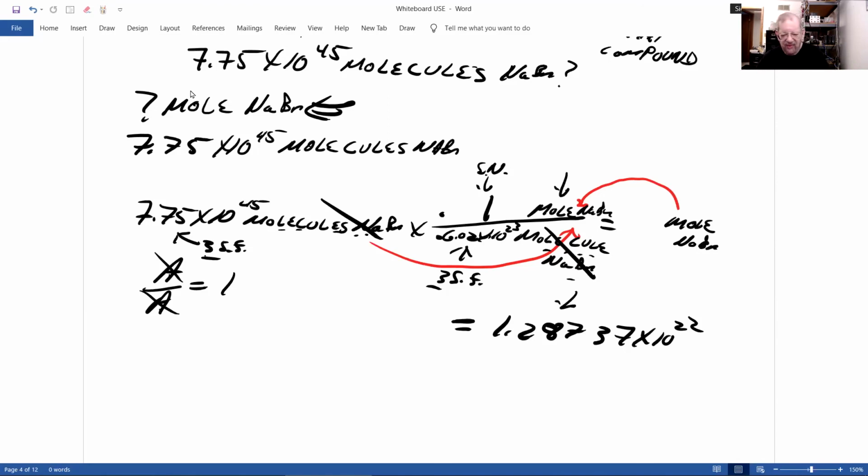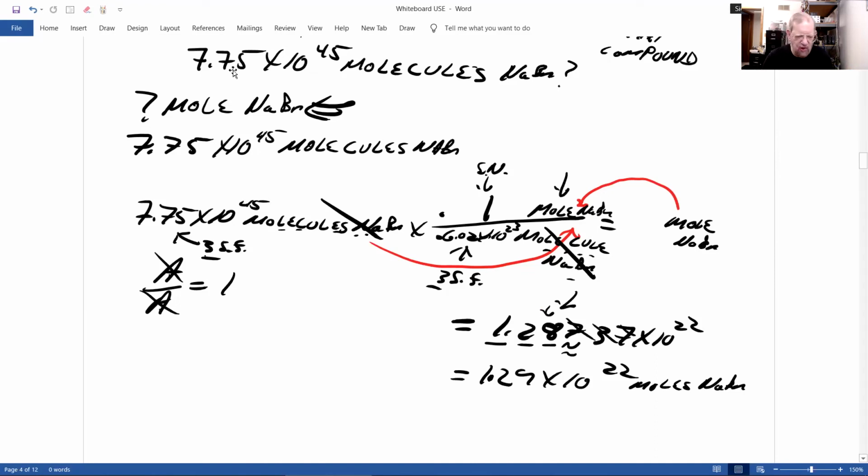Time's up. Keep the 1, keep the 2, keep the 8. Use the 7 to round off. Is that 4 or less, or 5 or higher? Hopefully I'll pick 5 or higher. Drop this, this, this. Number in front, increase by 1. And that'd be 1.29 times 10 to the 22nd. You should know how to do this.